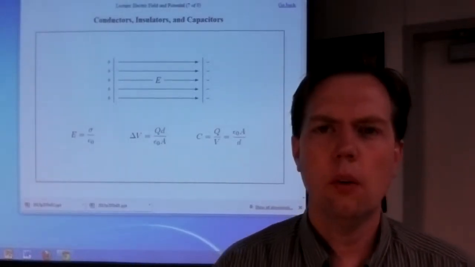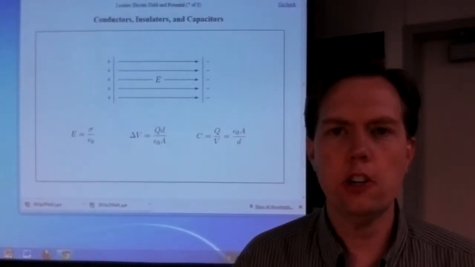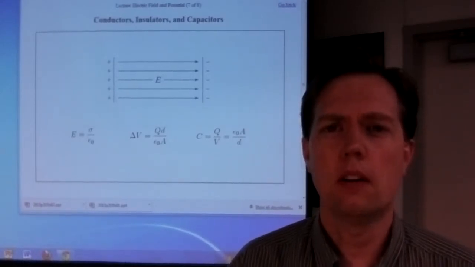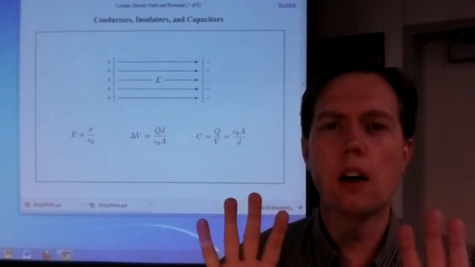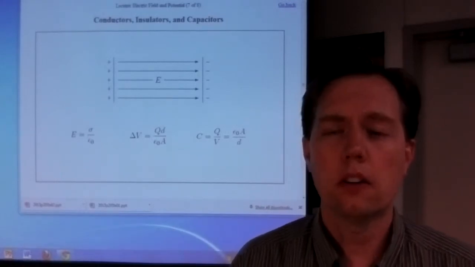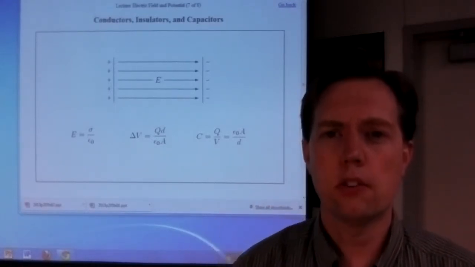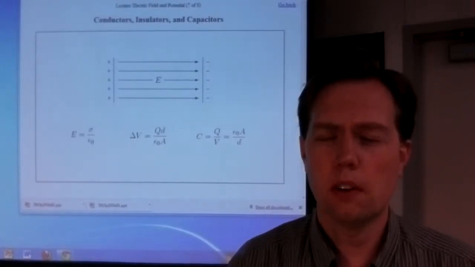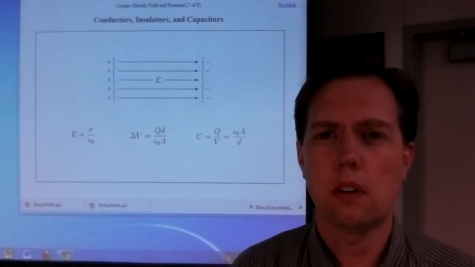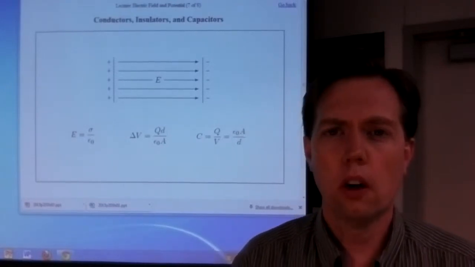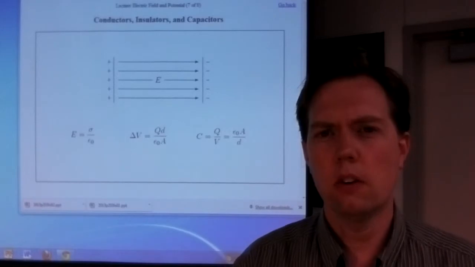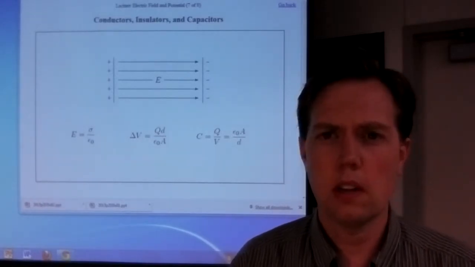Hi everyone. I want to talk a little bit about insulators and conductors. And those are just like what they sound. An insulator is something that blocks the flow of charge. A conductor is something that allows charge to flow freely. A good example of a conductor is a metal; copper, silver, gold are all great conductors. An insulator, glass, rubber, anything that you'd use to protect an electric circuit is going to be an insulator.